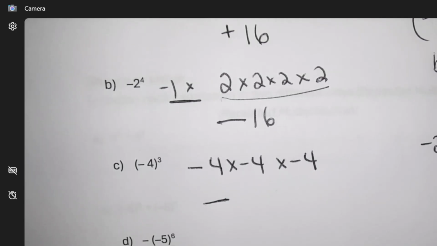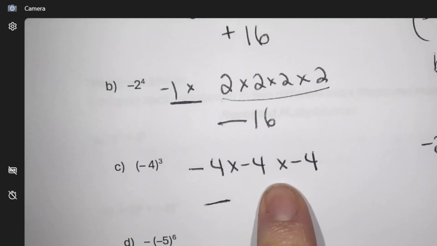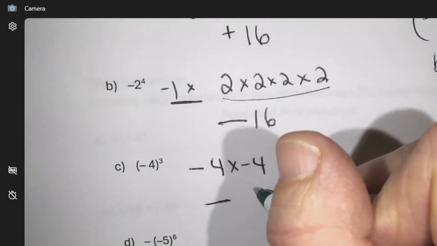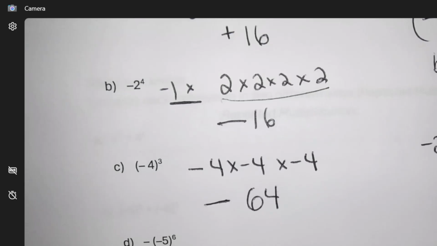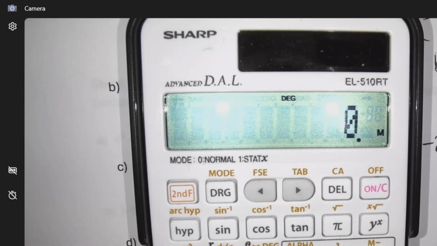We already did this one on the other side. We had 16 times 4. Do you remember that value? 64. 64. What would you do to type that into your calculator? -4 to the power of 3.